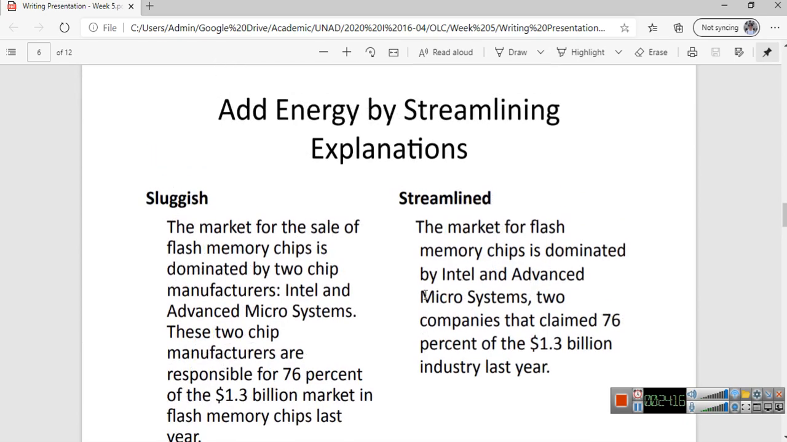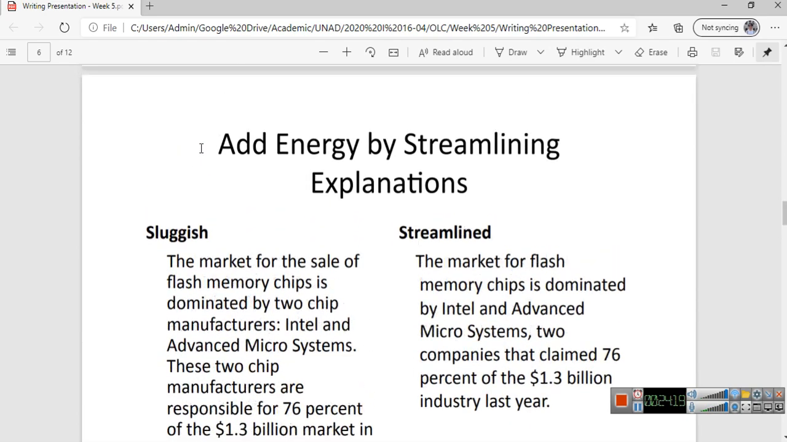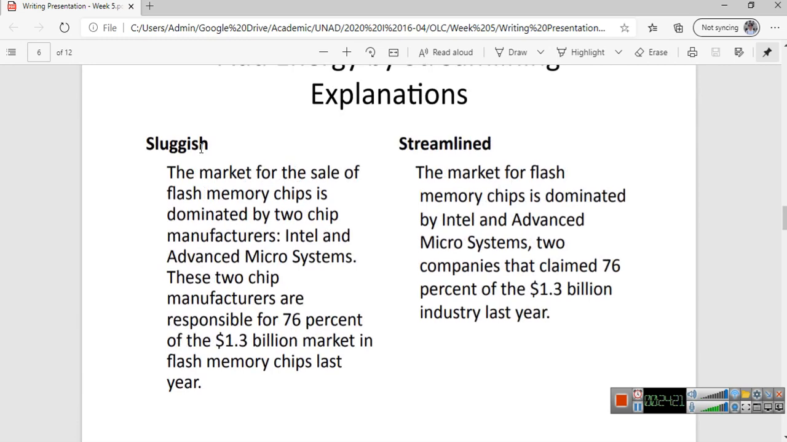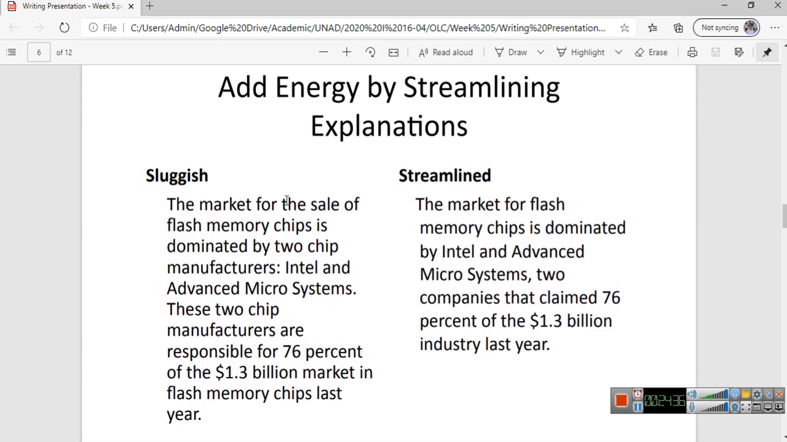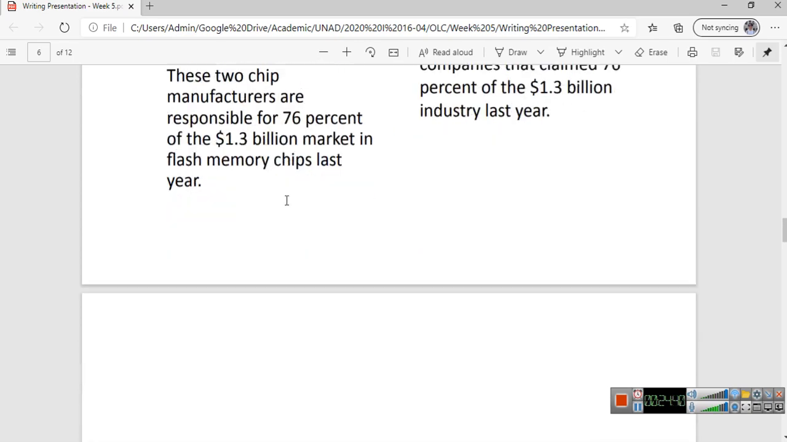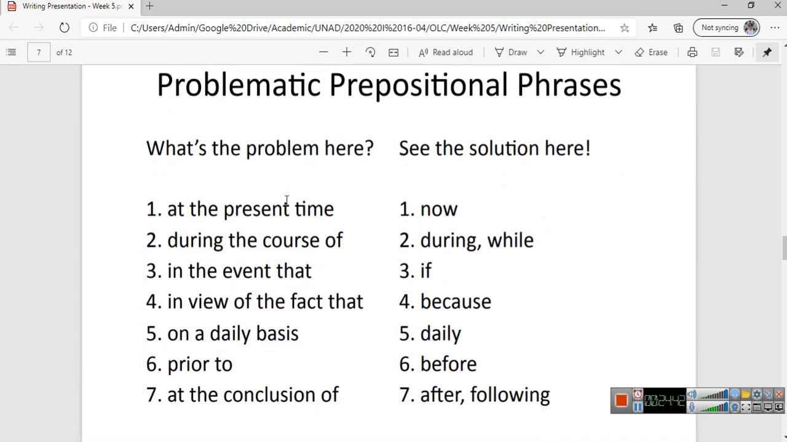Before we continue, Laura, would you agree that what Dania said was correct? Yeah. Okay, and how about Viviana? Is this clear for you? Yes, teacher. Very well. So, let's continue. Now we're going to talk about problematic prepositional phrases. What's the problem here? And see the solution here.